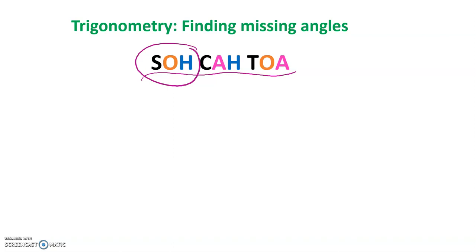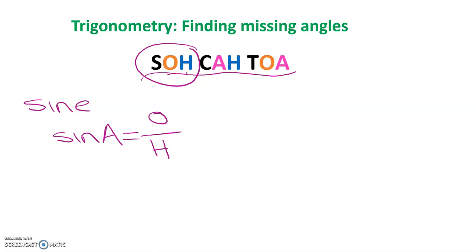So the first one, S stands for sine. In short, it's sin of whatever your angle is. It can be a capital letter. Usually it's Greek letters, but it could be anything. And O over H. That's where we get the SOH from.